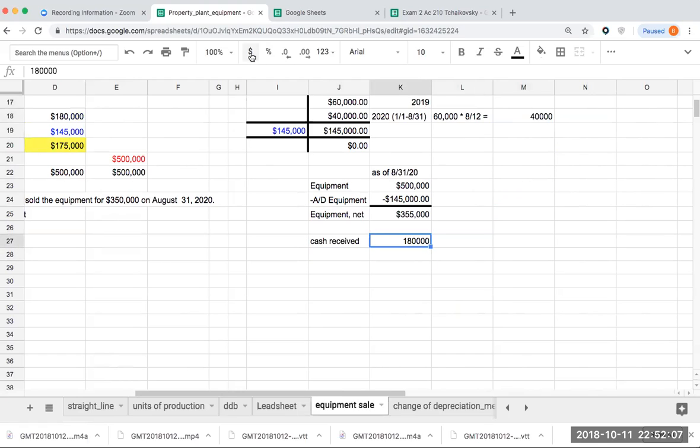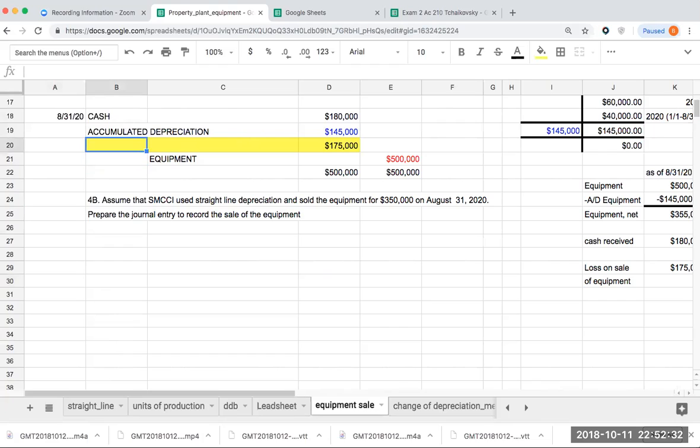So if I look at this kind of intuitively, it was worth 355. That's what was on my books, but I only got 180. So this is going to be a loss on sale of equipment. And that difference is going to be $175,000.